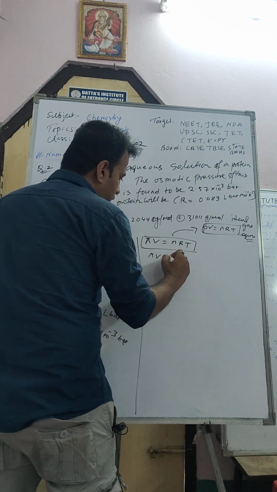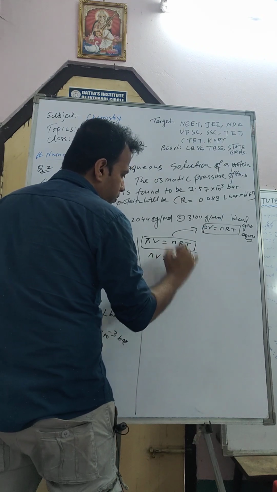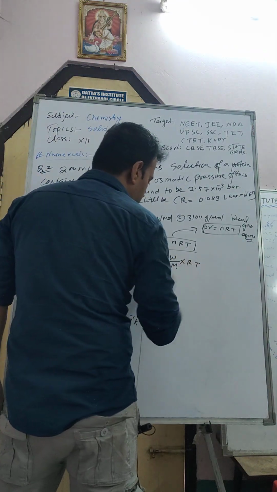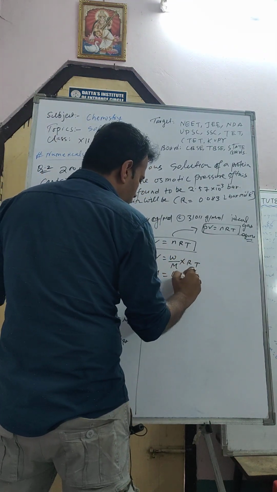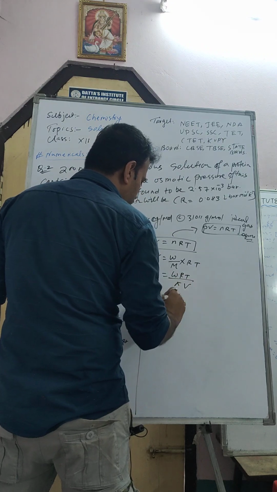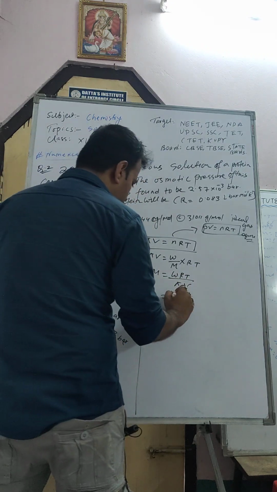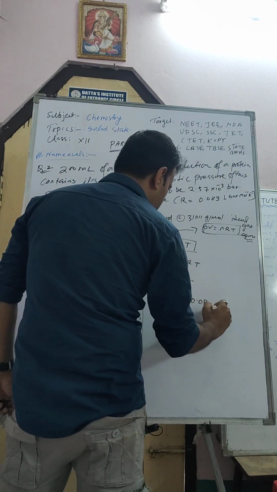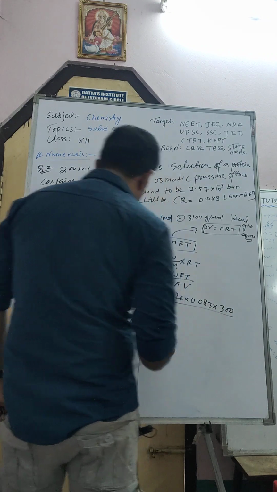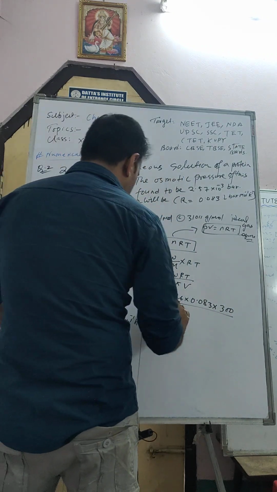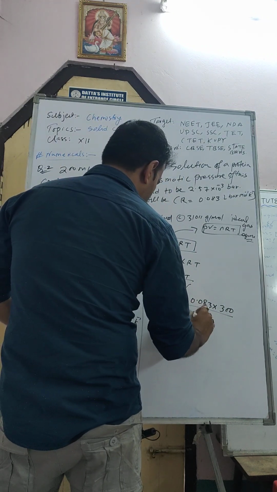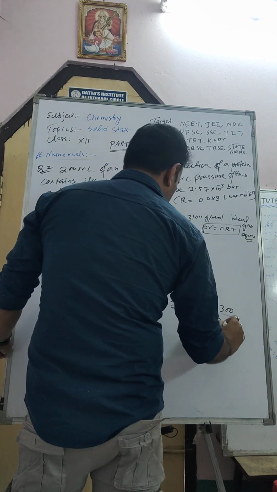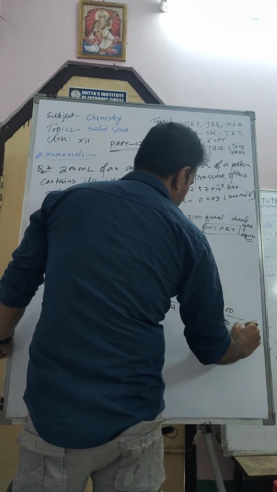πV = nRT. We can represent the number of moles n by mass over molecular mass, W by m. So m will be WRT by πV. What is W here? W is 1.26, R is 0.083, T is 300, π is 2.57 into 10 to the power minus 3, and V is 200 into 10 to the power minus 3.